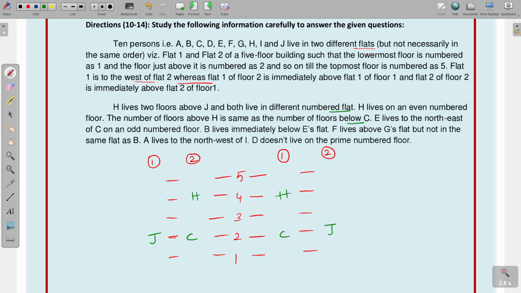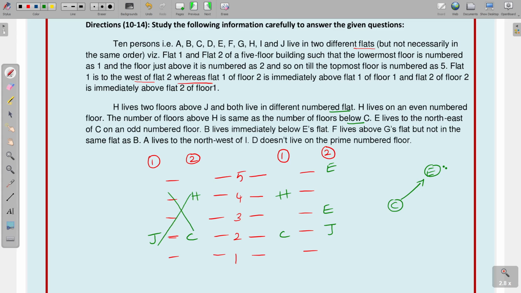So, here also same. E lives to the northeast of C on an odd numbered floor. So, from C, E lives on an odd numbered floor and to the northeast of C. So, if C is placed here, that is the northeast direction. So, E is placed here, and also E lives on an odd numbered floor. So, E is placed here or here. Okay, it is the first possibility. Here no possibility will come. Why? Because there is no northeast place from C. Okay, and this is not correct.